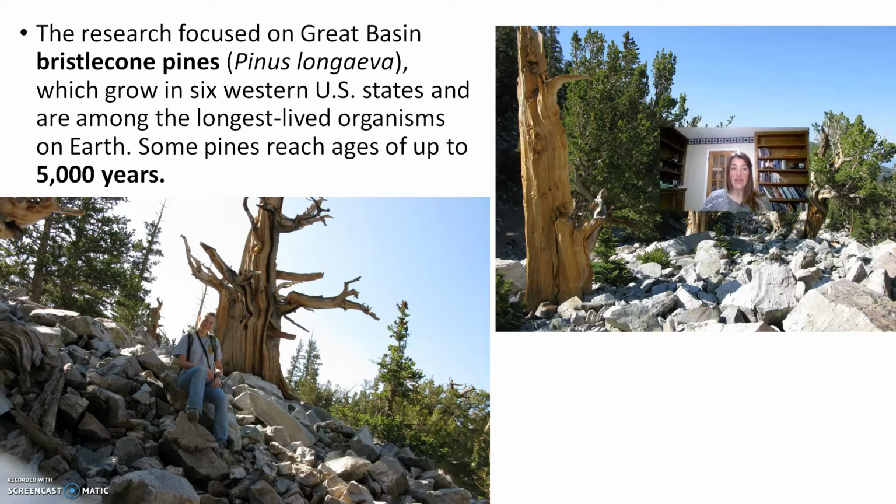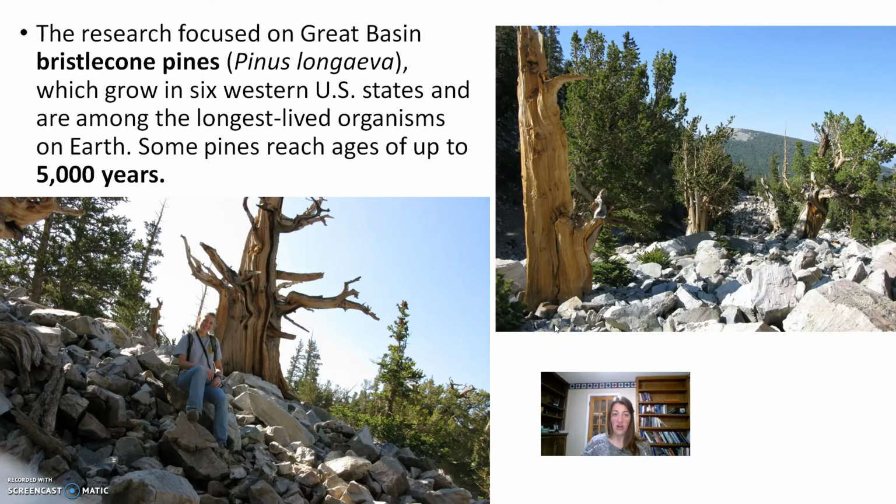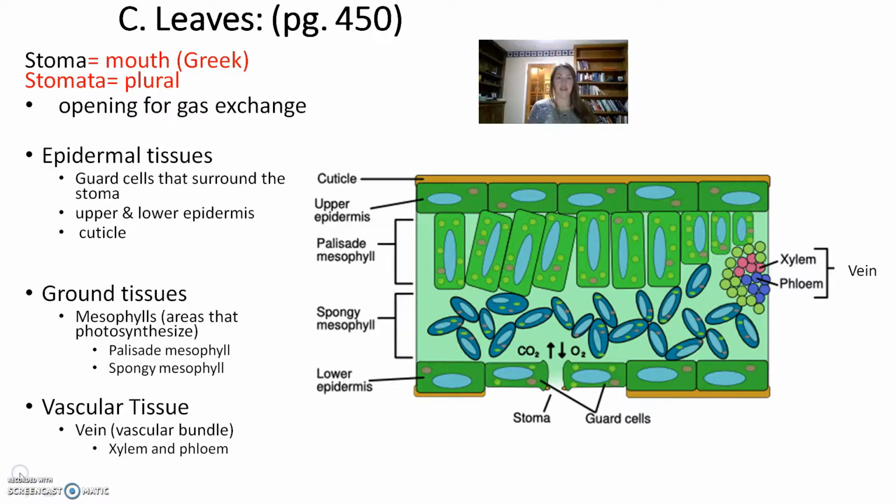Now some of the oldest trees in the world are called bristlecone pines. This research was done in the Great Basin, and I was doing some research out there. These bristlecone pines can grow in 6 of the western United States, and they can live to be at least 5,000 years old. They live at high elevations, about 10,000 some feet, I think, and they look like they're dying. They do, but they're actually living, doing what they need to do, and they've lived for thousands of years. It's pretty neat.